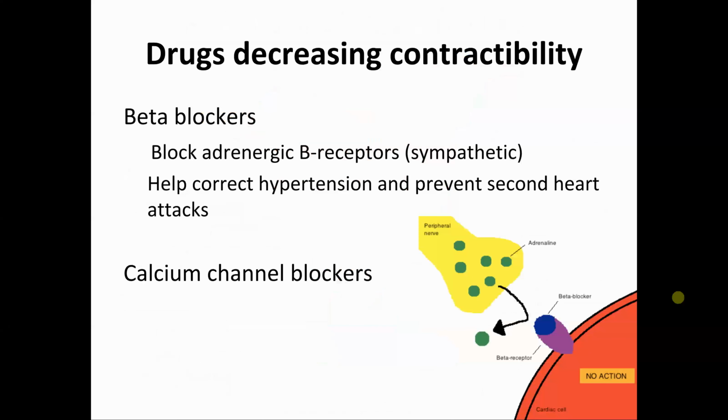So then some drugs that are going to decrease the contractibility, like we said, beta blockers are going to block the sympathetic response and keep your heart from contracting as frequently. And there's also calcium channel blockers that are going to prevent that calcium from going out the sarcoplasmic reticulum. So even if you have signals telling your heart to contract, it's not going to contract without calcium to release that inhibition of troponin and tropomyosin.